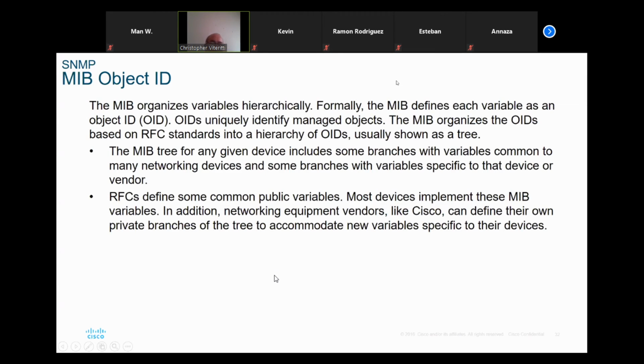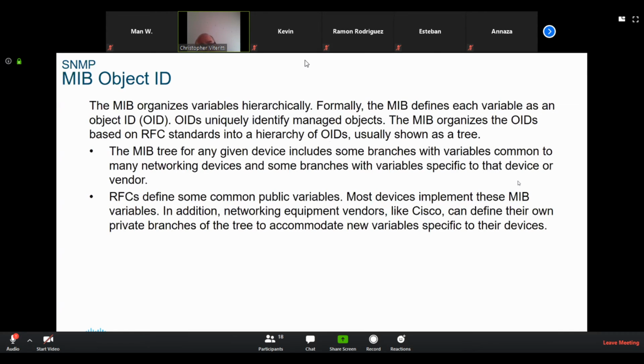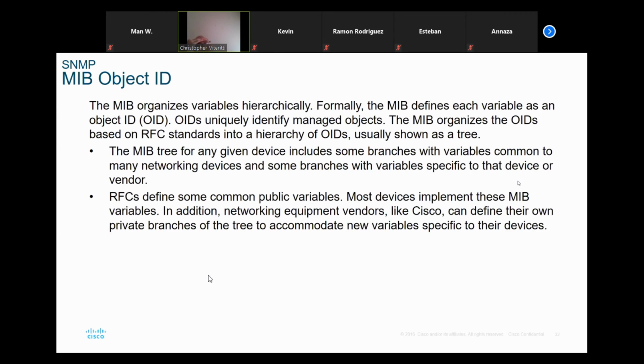The MIB, Management Information Base, organizes variables hierarchically. Formally, the MIB defines each variable as an object identifier, OID. OIDs uniquely identify managed objects. Now, do realize in some cases, you have proprietary OIDs that you would download and install into your management information base on your network management station.